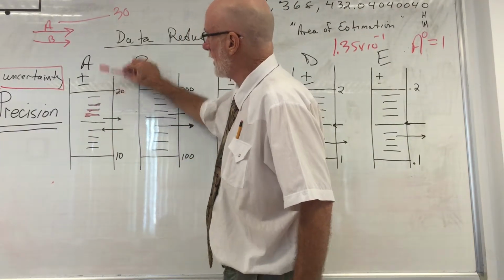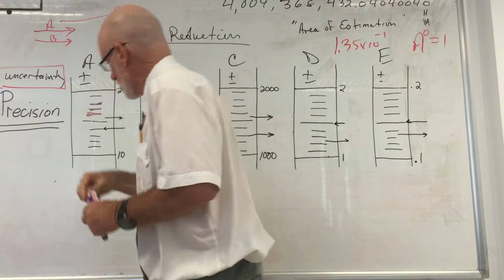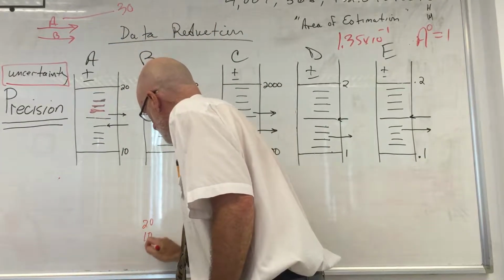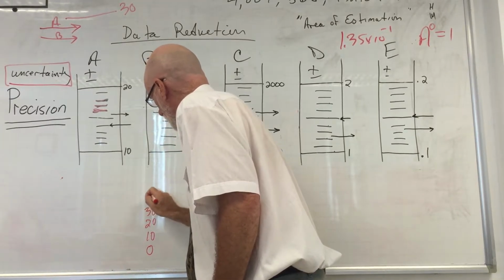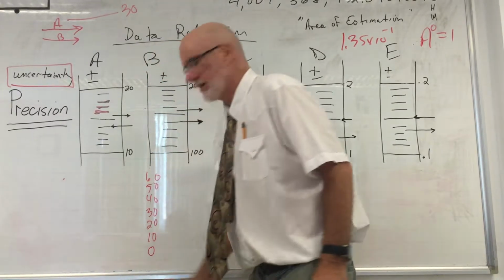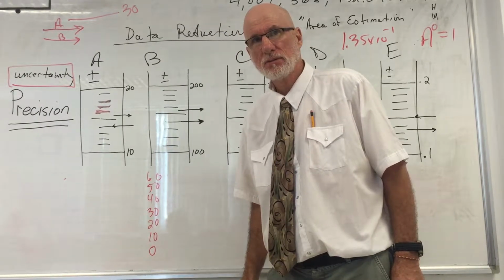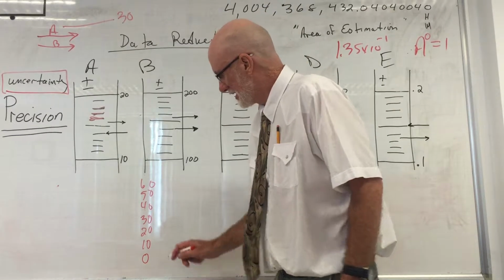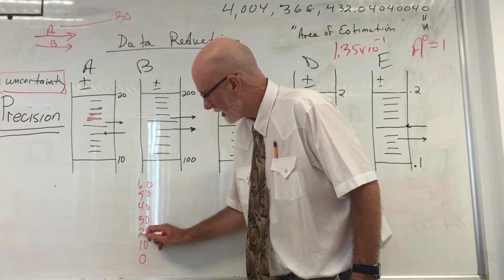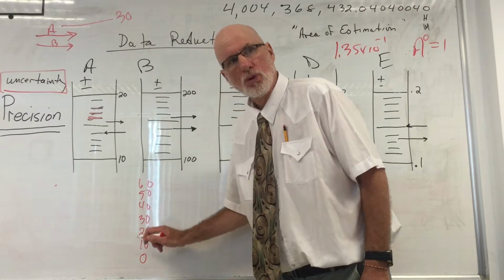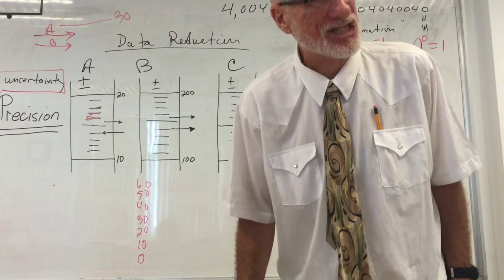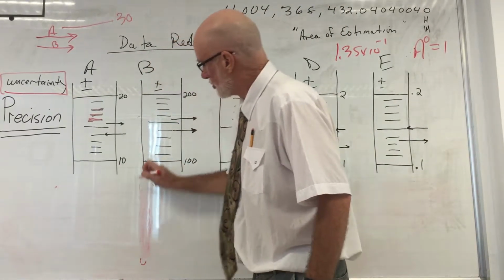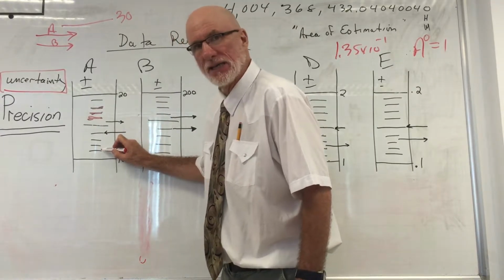So this is 10, 20, 30, 40, 50. In other words, it's going like this: 0, 10, 20, 30, 40, 50, 60. Right? Yes or no? So what place value is changing? Tens, right? Tens is changing. Good. So this is tens place.